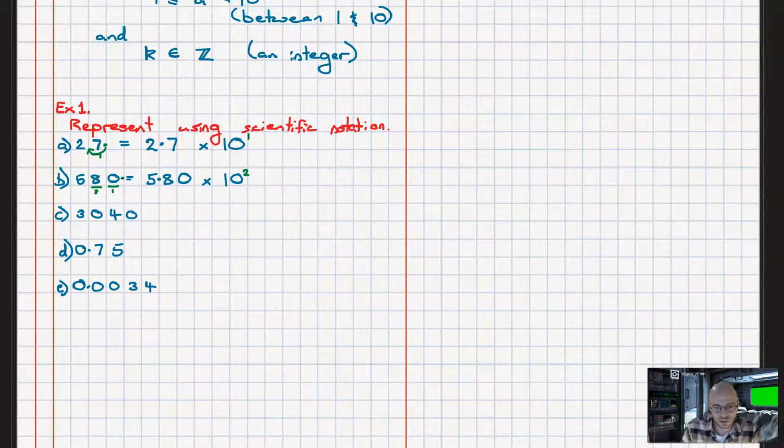And another way we can rewrite this is we can drop the 0 here altogether because it doesn't actually have any place value. So it becomes 5.8 times 10 to the 2. Or you can leave the 0 in. It's up to you.